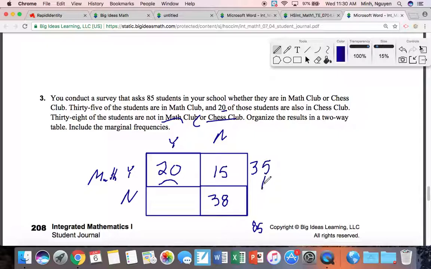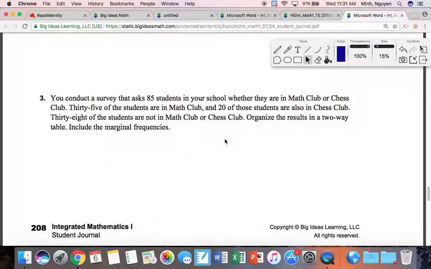It says to include the marginal frequencies. Well, I know that the marginal frequencies have to add up to 85. So this must be 50. And then to get this, since I know that these two numbers have to add up to 50, I could subtract 50 minus 38. I get 12. So this all checks out. 32 here, 40, 53. 53 plus 32 is 85. 35 plus 50 is 85. And this is the breakdown. There you go. If you need to rewatch it, go ahead and do that. Make sure you get it.